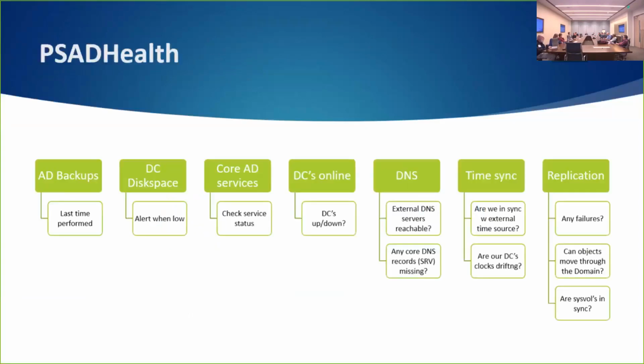And this is what the toolkit does. The toolkit is basically meant to check AD health areas and keep an eye on things, because honestly, these are the things that most people don't watch. Time sync and replication, disk space on DCs, and when was the last time you had a backup of AD, which should happen every day with your backup software, but did it? Do you know that? Are your core AD services running?